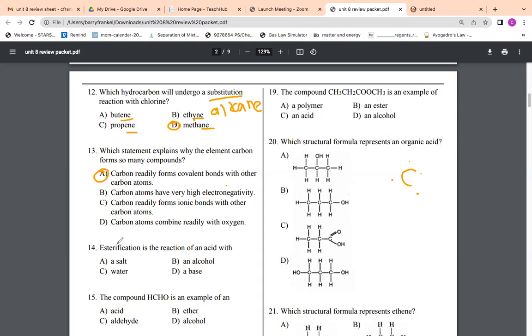Number 14, esterification. We kind of did this question already. Esterification is the reaction of an acid with an alcohol, an organic acid with an alcohol. And again, this is what lab 22 is based on.